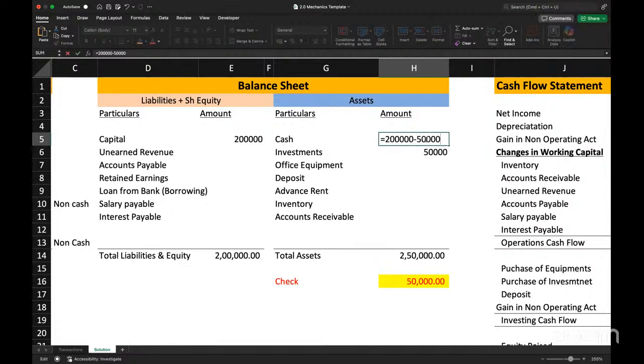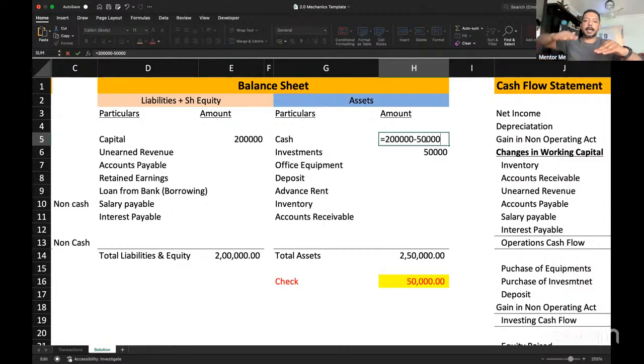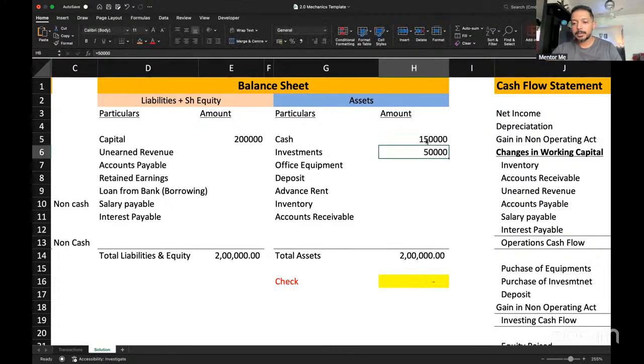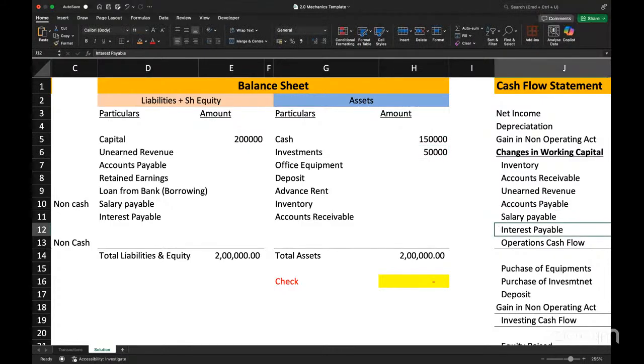So investments have gone up, the assets have gone up by 50,000, right? And now the cash has to reduce. So at the same time, the cash reduced by 50,000 and again it tallies at the same level. Getting it, guys?